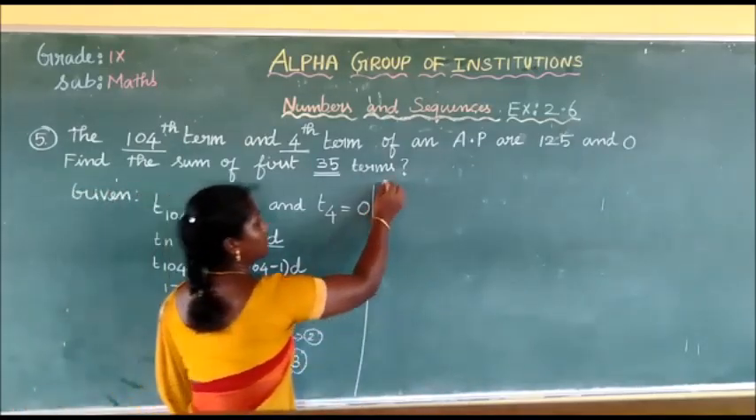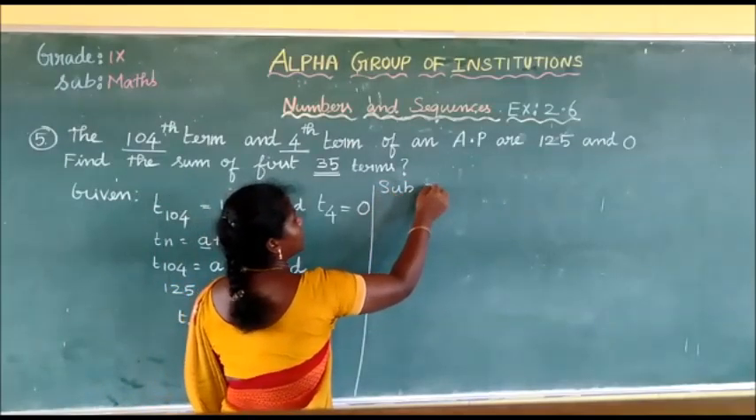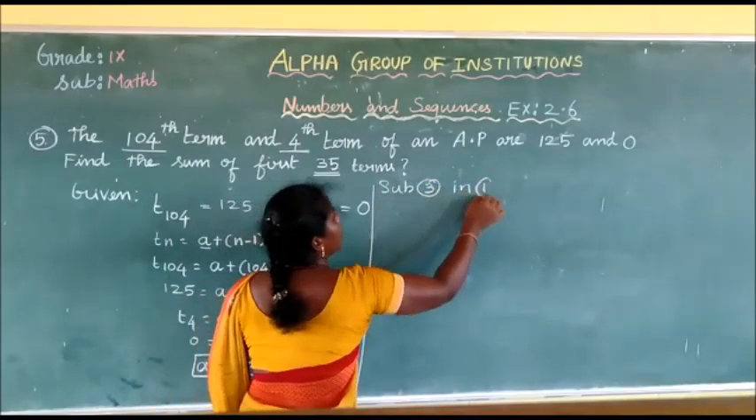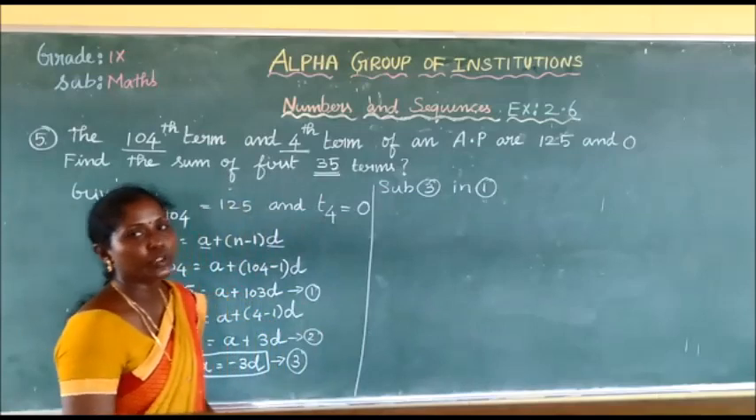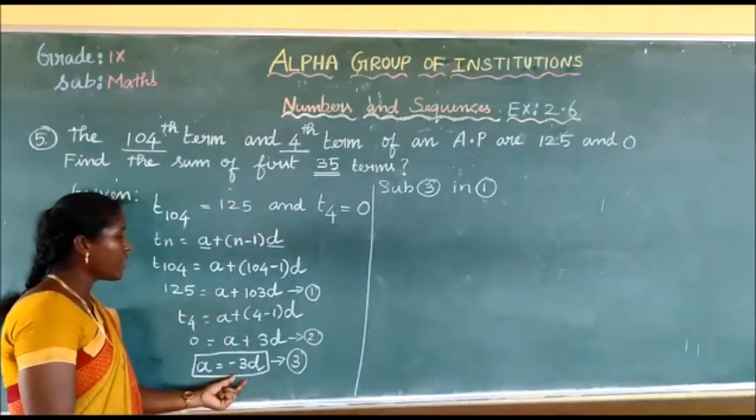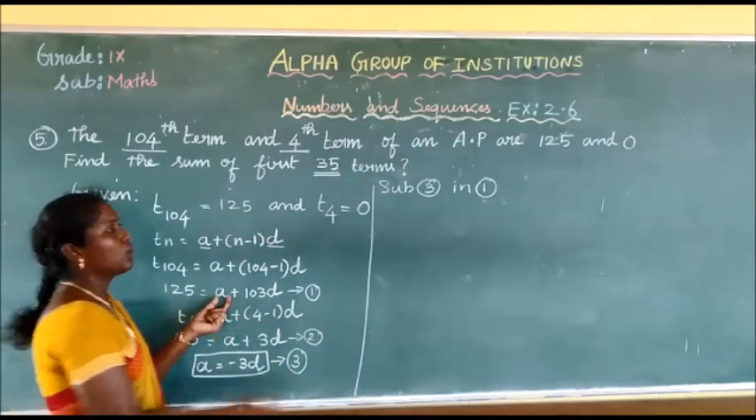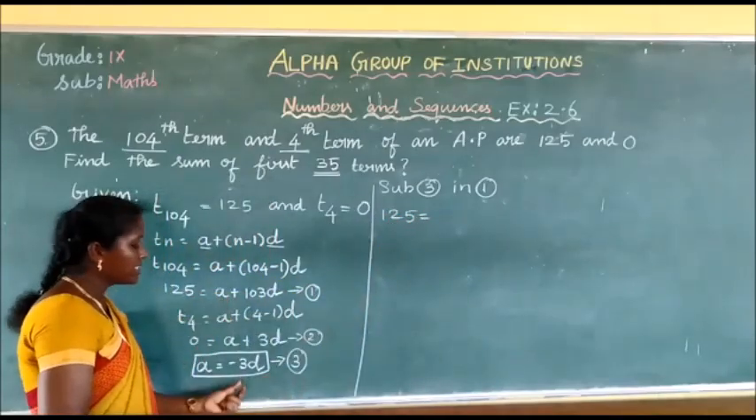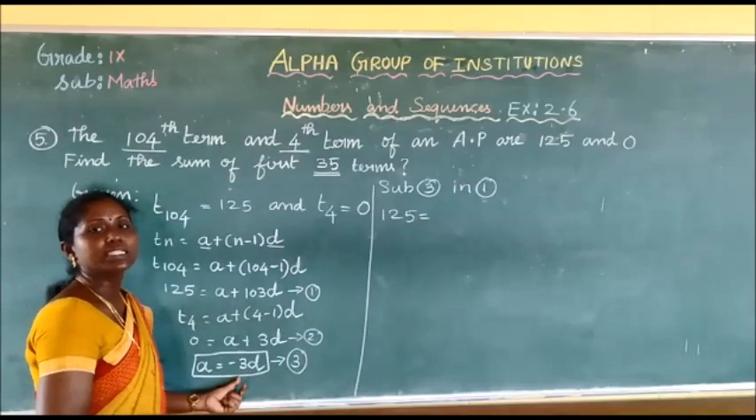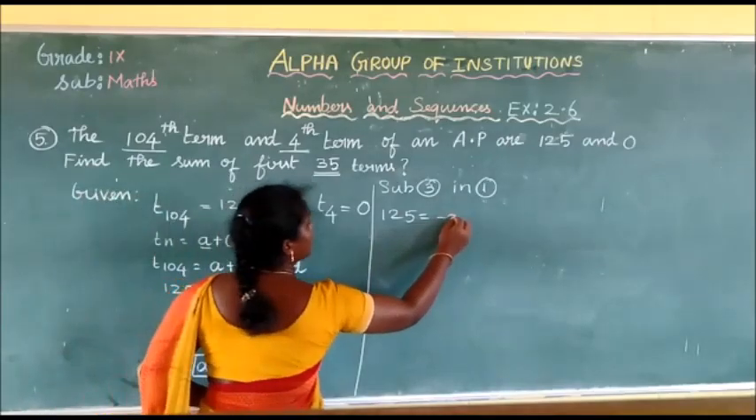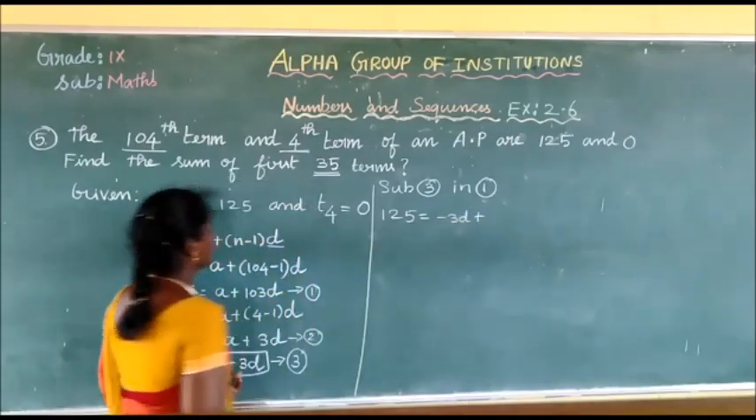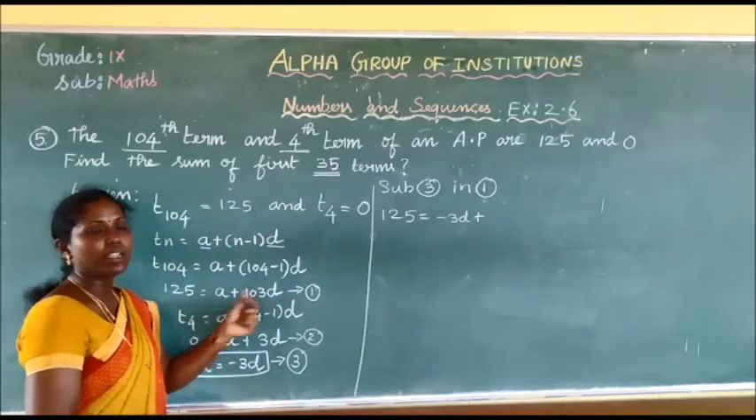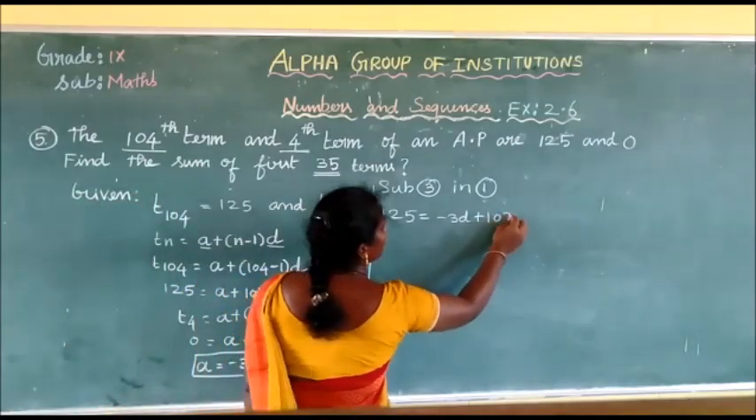Equation 1. Substituting the value 3 in 1. I am not going to solve, just substituting the value. So if I am substituting the value 3 in 1, what is the answer? 125 is equal to A. For A the value is minus 3D. So minus 3D plus, already in equation 1, 103D.